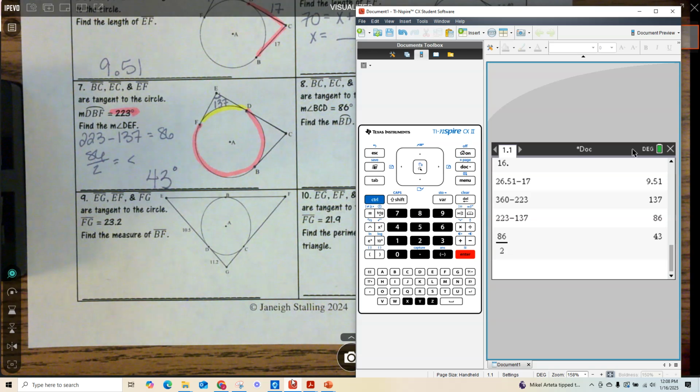If you work the other way, you multiply.